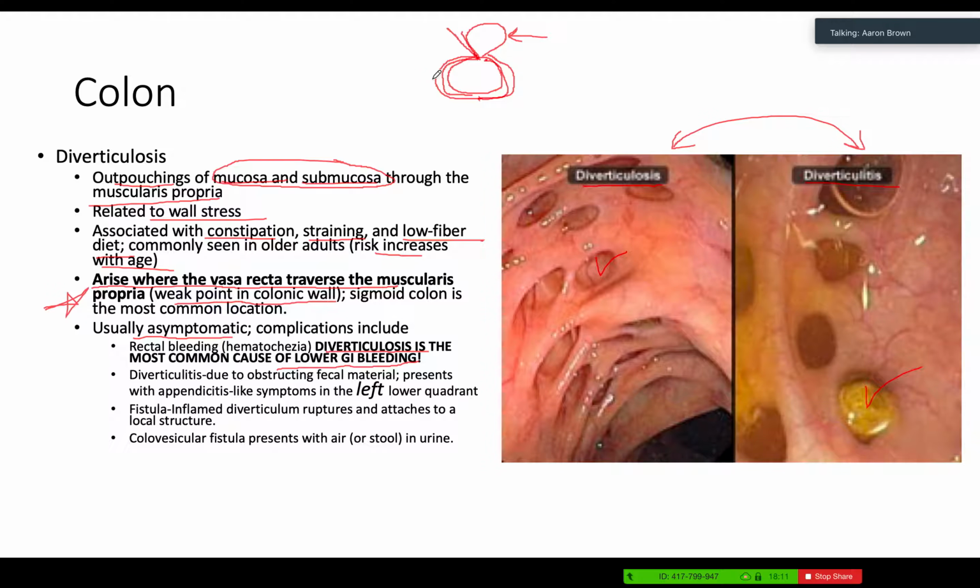Could be a sign of colon cancer. It could be a sign of hemorrhoids. Could be a sign of a lot of different things. But in terms of the most common cause of having that little bit of blood, it would be diverticulosis.